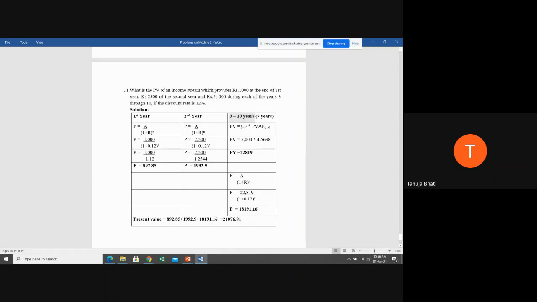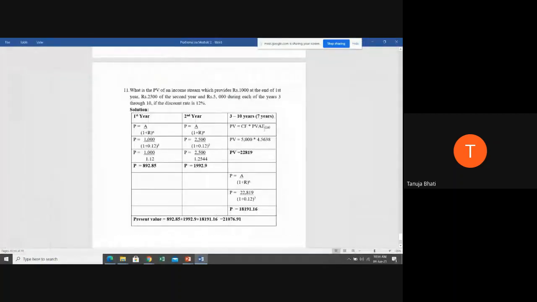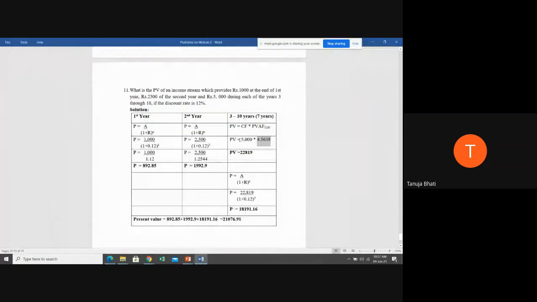So 3 to 10 years becomes 7 years. Present value of deferred annuity is nothing but cash flow into present value annuity factor I comma N. Cash flow is 5,000 that you're receiving from 3 to 10 years. So 5,000 into the present value annuity factor, where you take I as 12% and N as 7 years. So 12% for 7 years, the value here is 4.5638. When you multiply these two, you get the present value as 22,819.